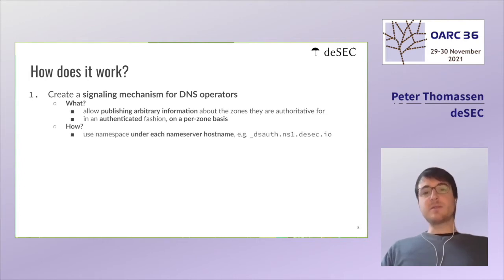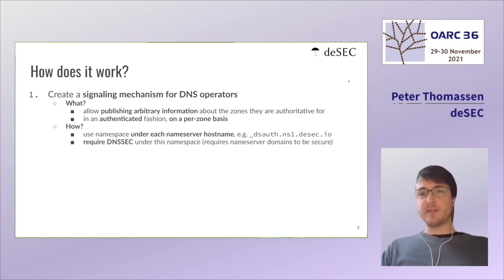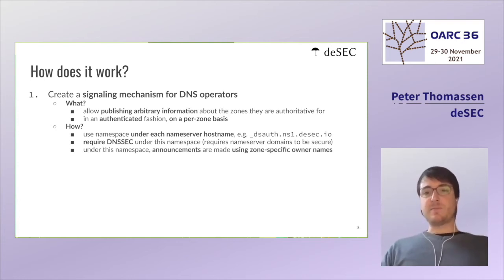It works by using the namespace under each name server hostname. For example, one of our name servers is ns1.desec.io. We are proposing to reserve the _dsauth label, and underneath that, you would have the signaling stuff going on. As I said before, it requires DNSSEC. So you can make announcements over the DNS, on the DNS domains that you host, by encoding those announcements in subdomains of the _dsauth label.